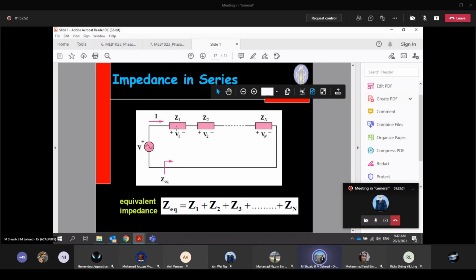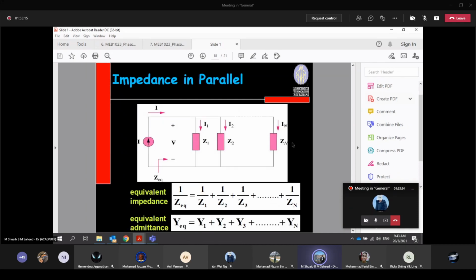Okay, next, impedance in series. If you have impedance in series, you just add it up and get the Z equivalent, similar to your resistor: Z1 plus Z2 plus Z3 until Zn. That will be the Z equivalent. While if it is in parallel, similarly, 1 over Z equivalent will be 1 over Z1 plus 1 over Z2 until all the components are covered.